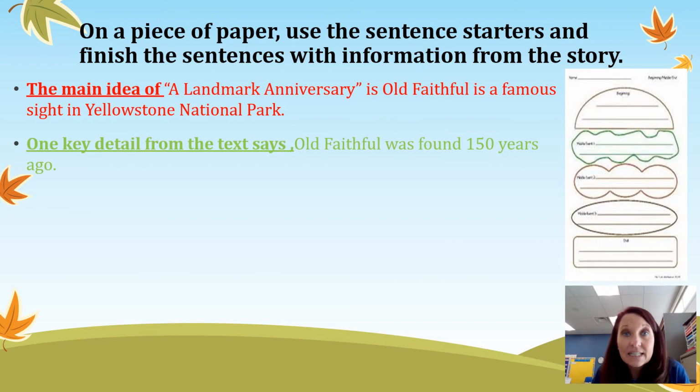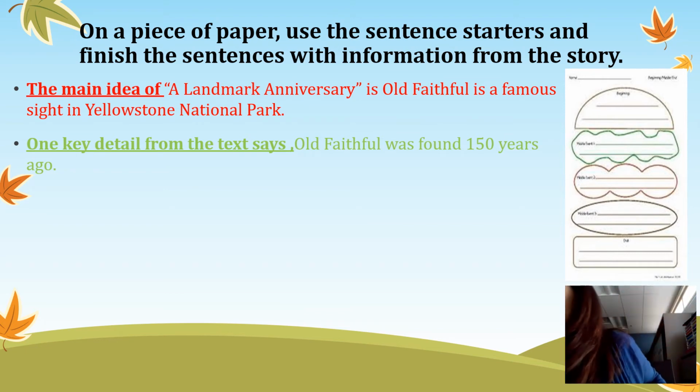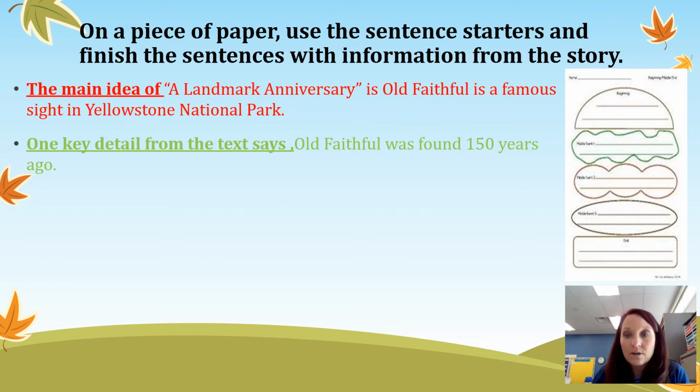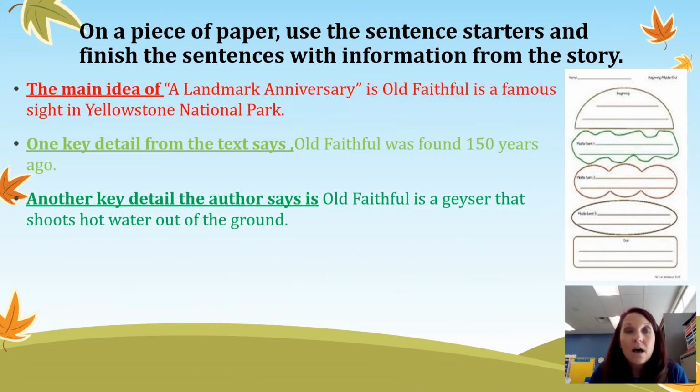Now the next sentence should be a key detail, and I chose to write one key detail from the text says, and then I chose the one about how Old Faithful was found 150 years ago. My next key detail sentence says, another key detail the author says is, so that was my sentence starter, another key detail the author says is, Old Faithful is a geyser that shoots hot water out of the ground.